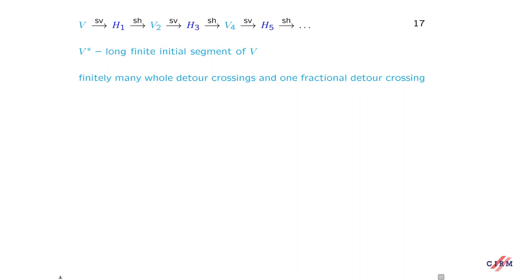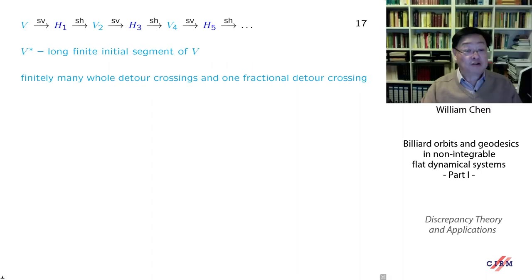So we start with an almost vertical geodesic V. And let's suppose V star is a rather long, finite initial segment of it. Then V star is made up of finitely many whole detour crossings, and then there may be part of the last one. The length of V star would be equal to some multiple of the square root of 1 plus alpha squared. Now, the square root of 1 plus alpha squared is the length of one detour crossing.